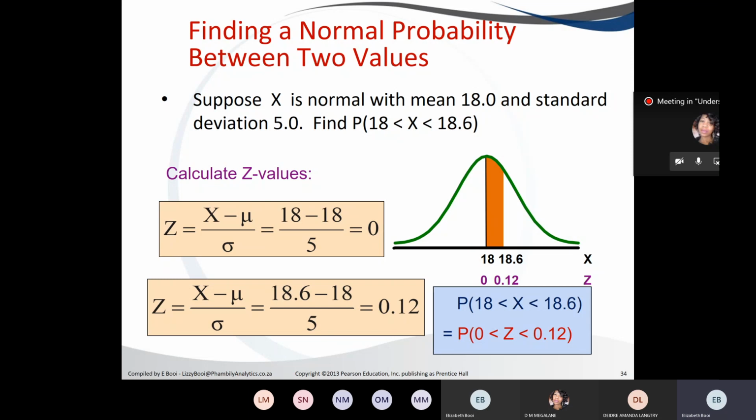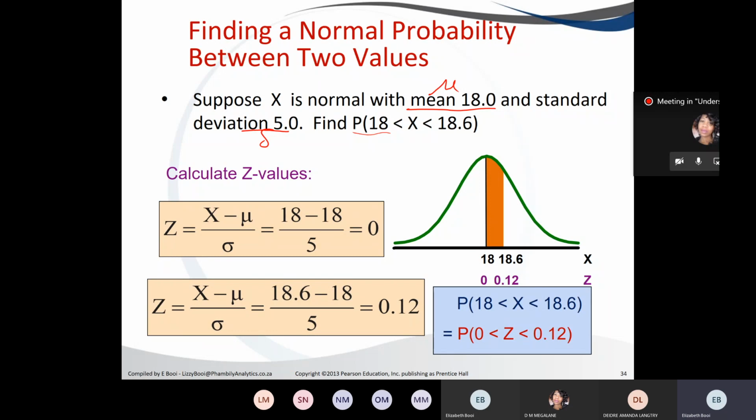To calculate that, we can use the Z and calculate the Z for 18 and the Z for 18.6 separately, and then bring them together at the end. So we do that. Our mean is 18, our standard deviation, and our X values are those two values. So we start with the 18.